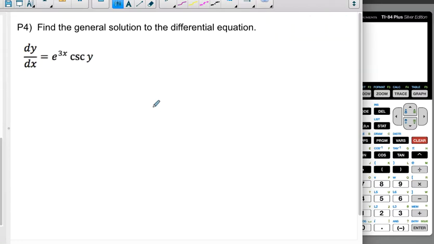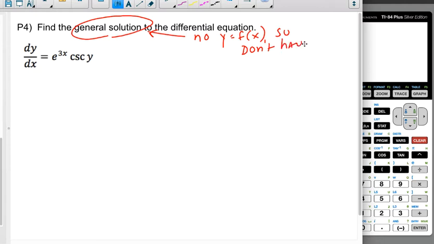All right, one last problem. Go ahead and try this one. So again, note that here, it doesn't say y equals f of x, so you don't have to solve for y. And you really shouldn't. You shouldn't do more work than you're asked to do because you just risk making a silly mistake. So I'm going to divide the cosecant over. So I'm going to get dy over cosecant y equals e to the 3x dx.